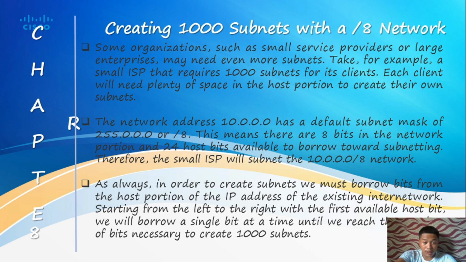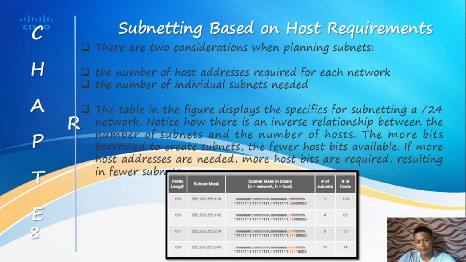As always, in order to create subnets, we must borrow bits from the host portion in the IP address of the existing internetwork, starting from the left to the right with the first available host bit. We will borrow a single bit at a time until we reach the number of bits necessary to create 1,000 subnets.